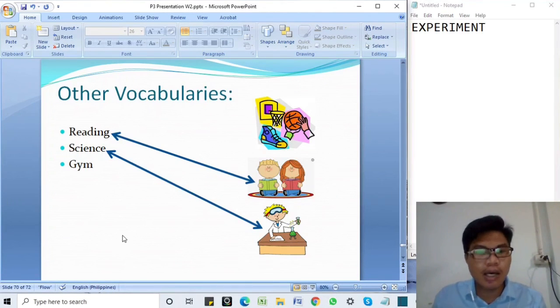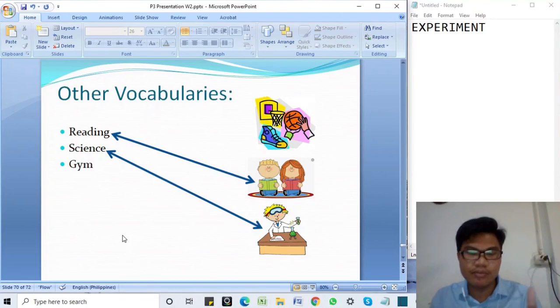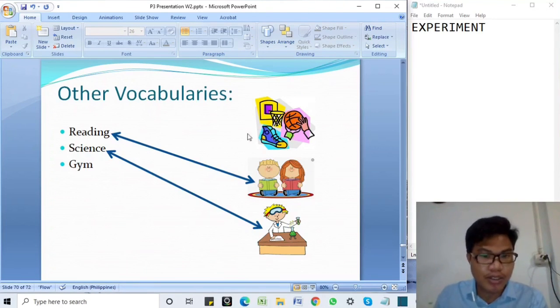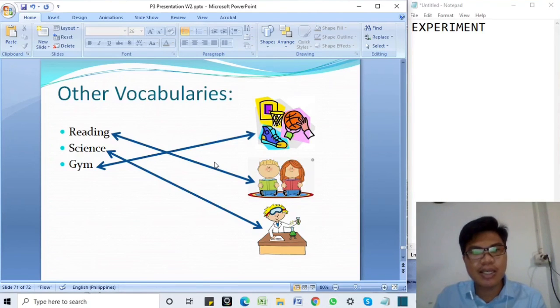What about gym? Now, there is only one choice, so this is gym. Gym is basically related to sports or physical education, or PE. Okay?